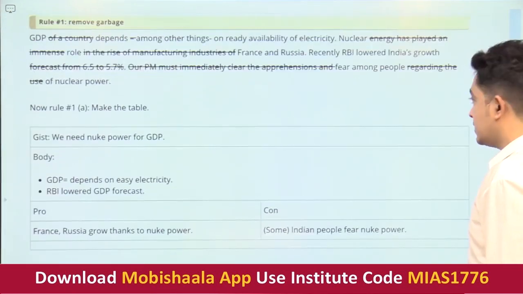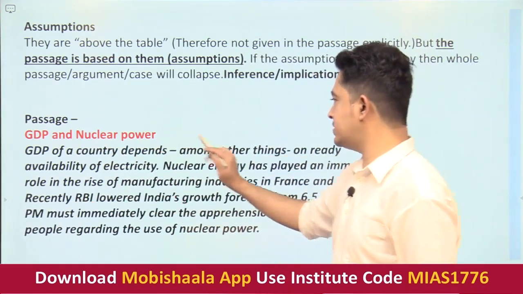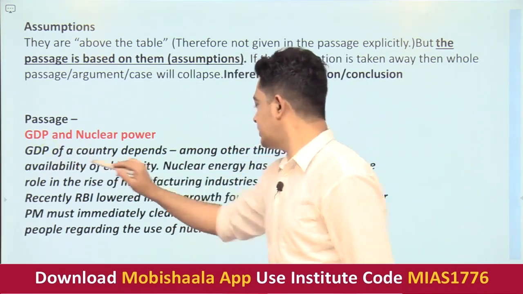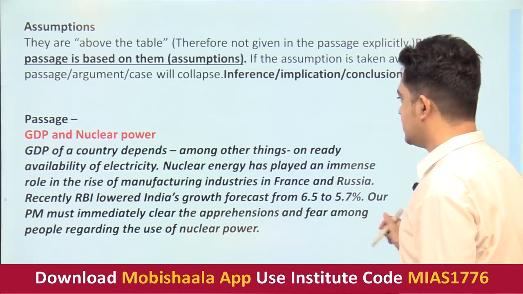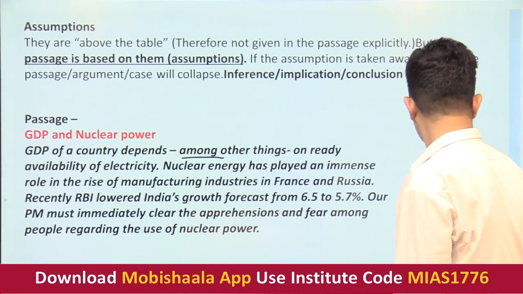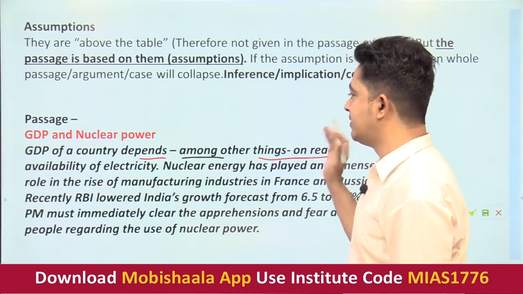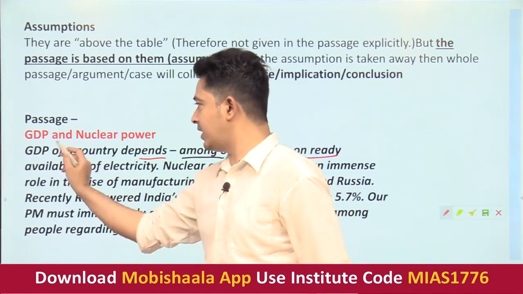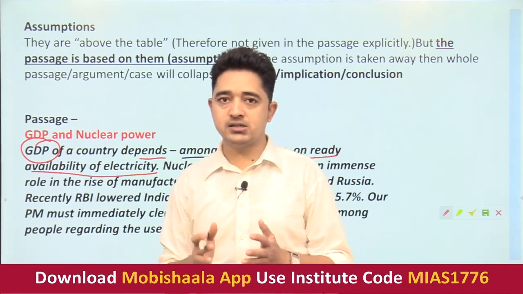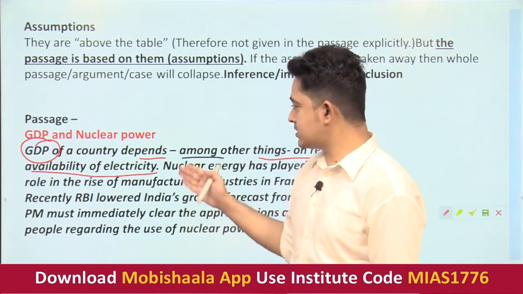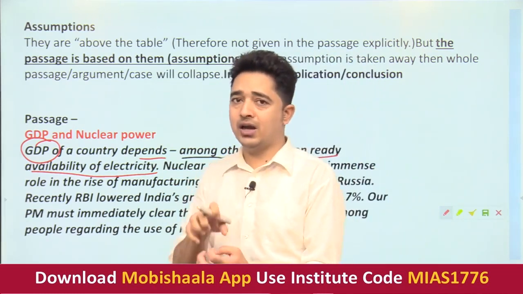Here it is. So once again you need to read it first: GDP of a country depends, among other things, on ready availability of electricity. So basically the author is trying to convey that GDP depends on availability of electricity. Once you read the passage very carefully, take a marker or pen so that you can underline all the things you have read.